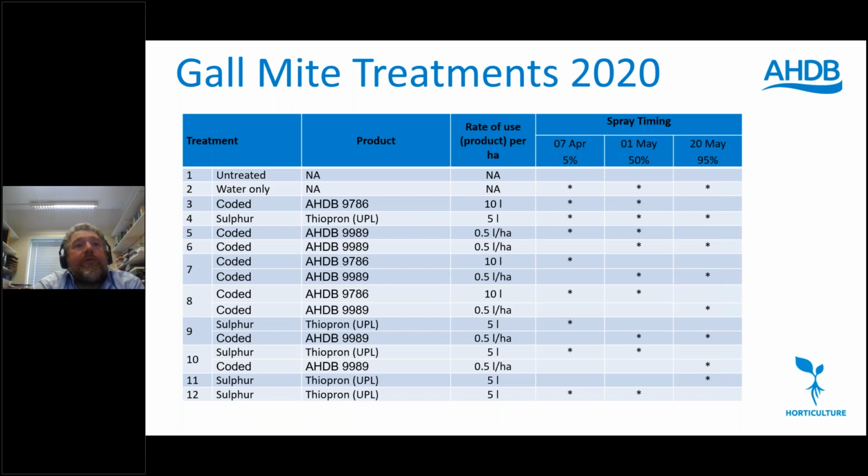We then took these products and we put them together in programs of sprays. So either treatment A early and B late, or B early and C late, and any possible combination we could get of these products.